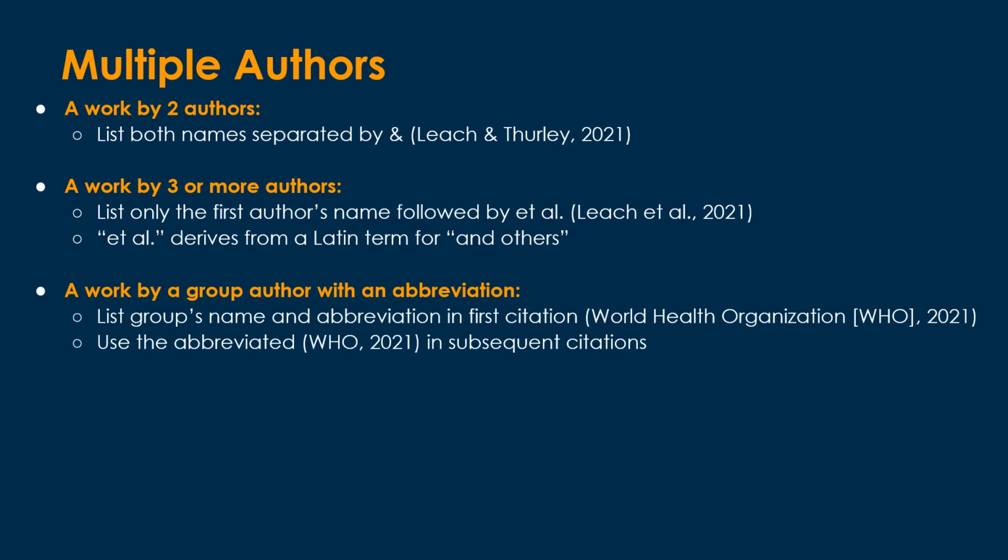APA style allows writers to treat an organization as the author of a source when no actual author is listed. List the group's name and abbreviation in the first citation. For example, (World Health Organization [WHO], 2021). Then, in subsequent citations, use only the abbreviated version. For example, (WHO, 2021).